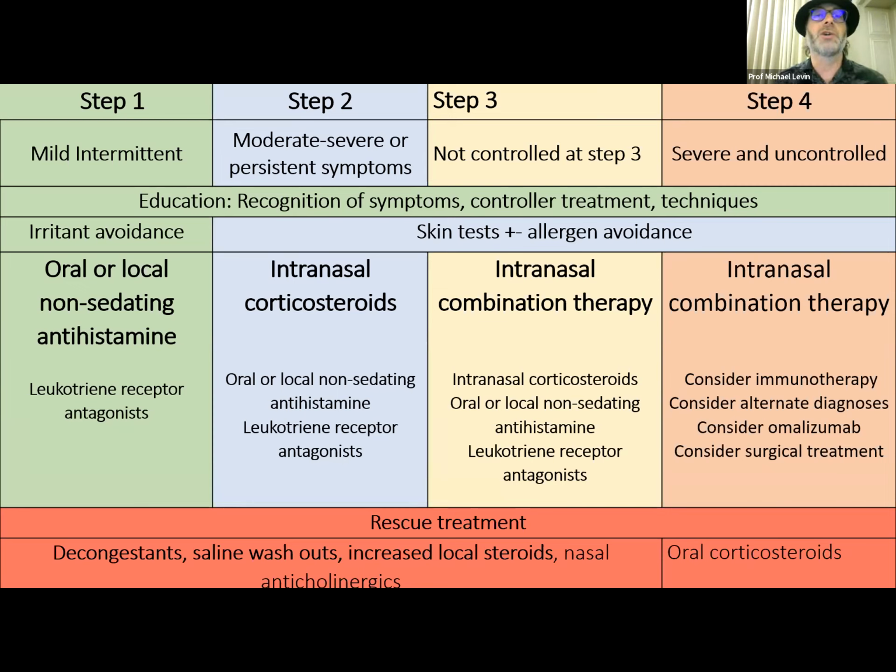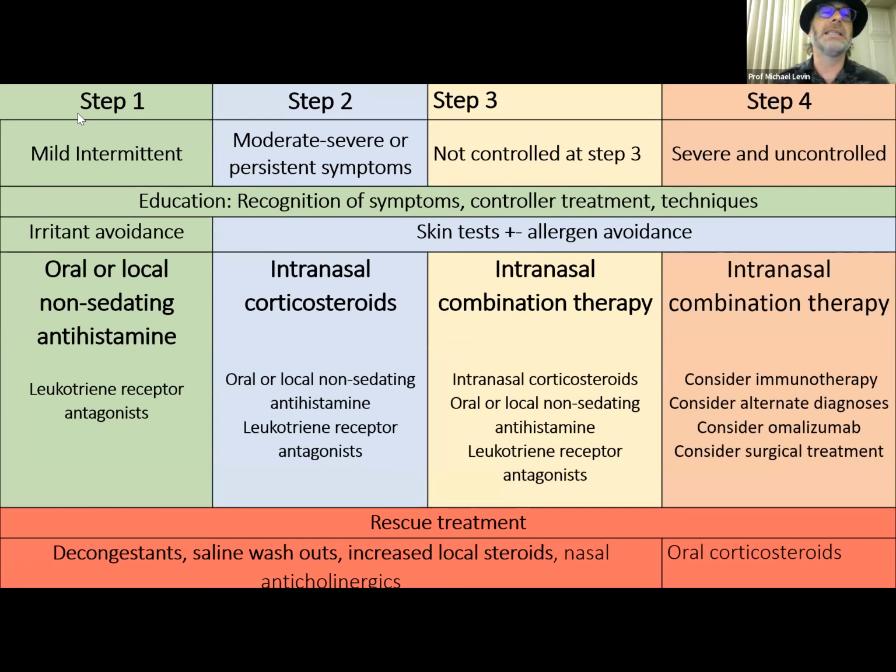In the blue stripe, you have moderate to severe or persistent symptoms. You're going to continue with your education, your irritant avoidance, but at this stage, you might be thinking about doing your skin prick tests and allergen avoidance because it's severe enough. And you need to have an intranasal corticosteroid. Other alternatives are oral or local non-sedating antihistamines and leukotriene receptor antagonists.